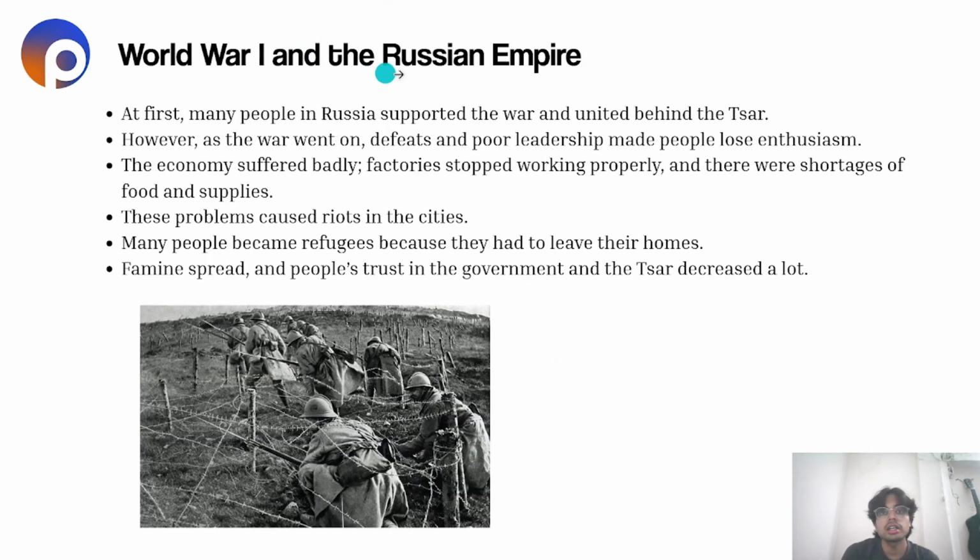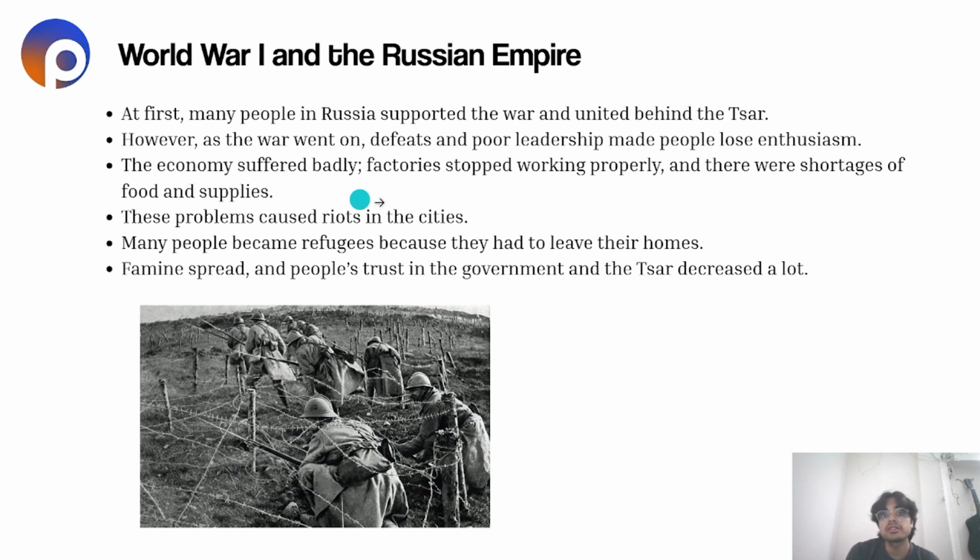Now, World War One and the Russian Empire. At first, many people in Russia supported the war and united behind the Tsar. However, as the war went on, defeats and poor leadership made people lose enthusiasm. The Tsar dragged Russia into World War One, and later on, Russia was defeated, and because of the poor leadership of the Tsar, people lost enthusiasm and the little hope they had in the Tsar.